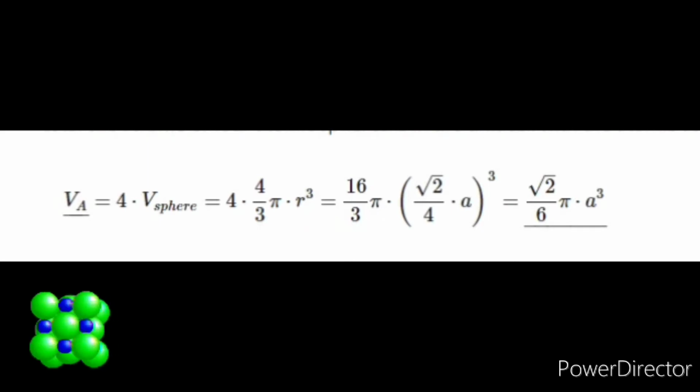V sub A is equal to 4 times the volume of the sphere, which is equal to 4/3 pi times the cube of the radius. Then, it is equal to 16/3 times pi multiplied by the quantity square root of 2 over 4 multiplied by a, to the power of 3. So, the volume of the spheres is equal to square root of 2 over 6 pi multiplied by the cube of a.